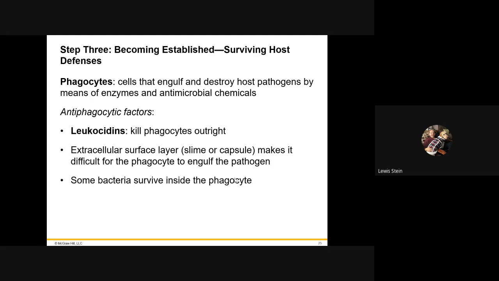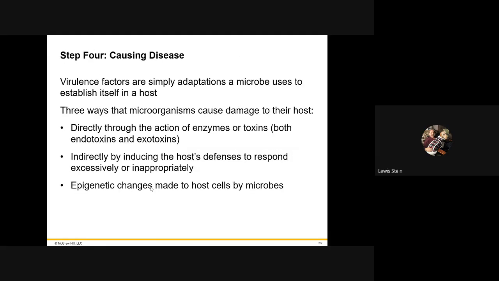So normally they would be phagocytized, cells that engulf and destroy, but they have factors. They may make chemicals that actually kill phagocytes. That slime layer makes it difficult to swallow. A capsule. We talked about that endlessly, and you can see it in respiratory disease like tuberculosis, like pneumonia. And like tuberculosis, they can live inside a phagocyte. It's a minefield out there, everybody.